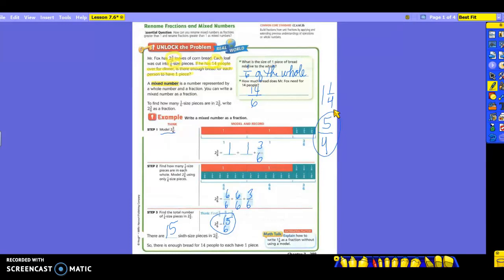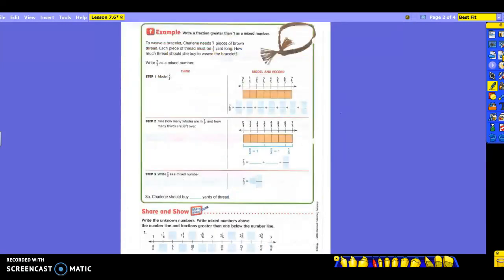You will know that this is a fraction greater than 1 when your numerator is higher than your denominator. Did everybody hear me say that? Okay, let's try to remember that so we have it easier on this page. So we're going to turn those fractions greater than 1 into the mixed number, which is where you started with 2 and 3/6 or whatever it was. Okay? So, to weave a bracelet, Charlene needs 7 pieces of brown thread. Each piece of thread must be a 1/3 yard long.